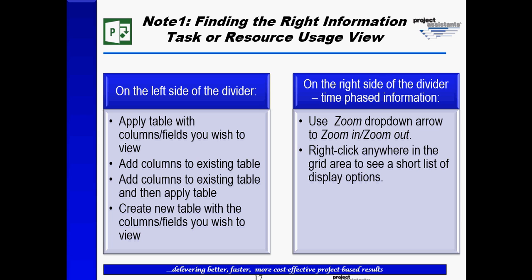Similar to the Gantt chart, if we're not seeing the columns we want to see, we're going to apply tables or insert columns. On the right-hand side, we're going to see time-scale data. So we're going to be able to zoom in and zoom out on the time scale. We're also going to be able to look at different fields. We're going to see work by default, but we may want to see actual work. We may want to see cost-based information, or many of the other usage-based time-phase fields that are available to us.